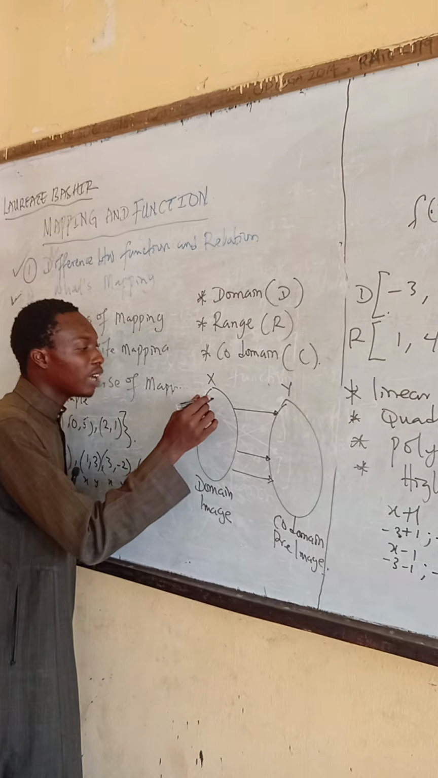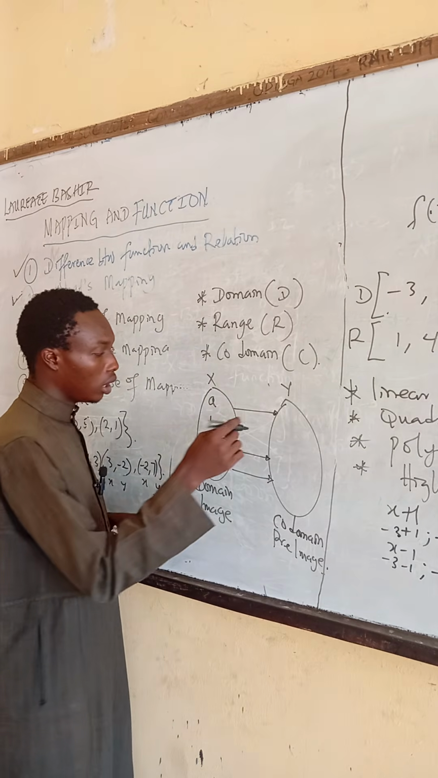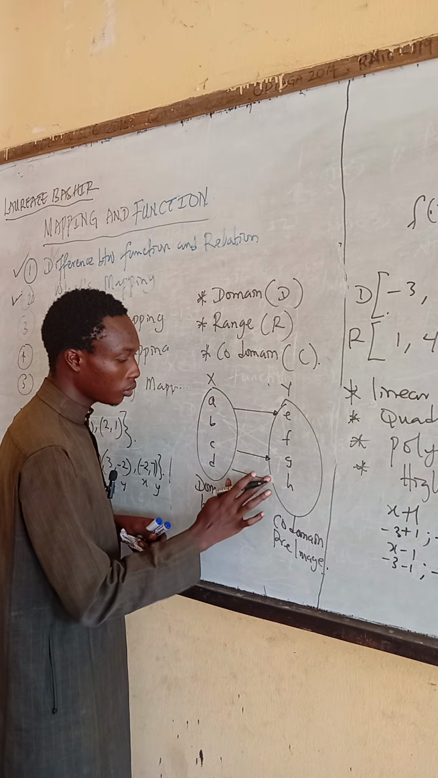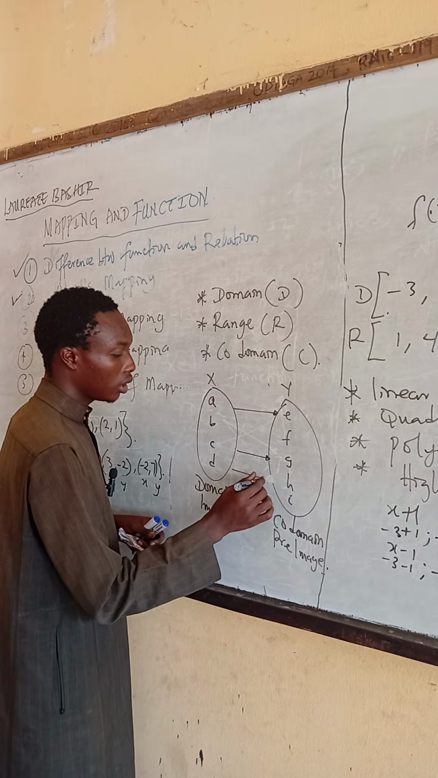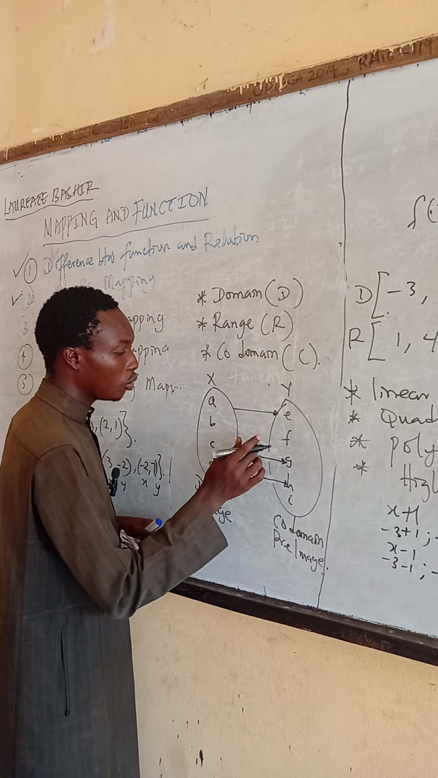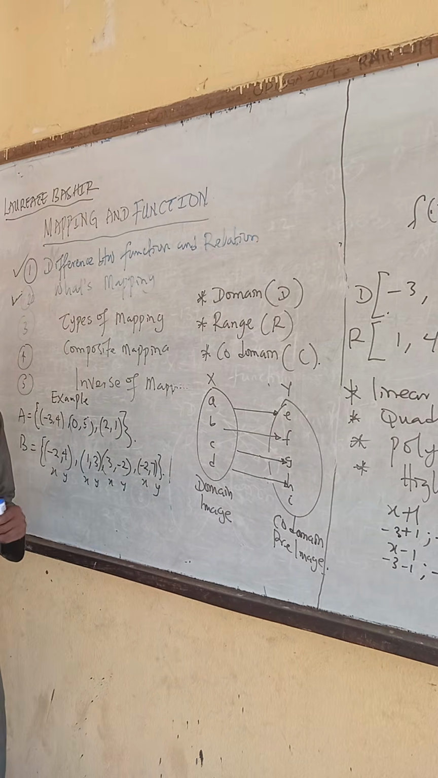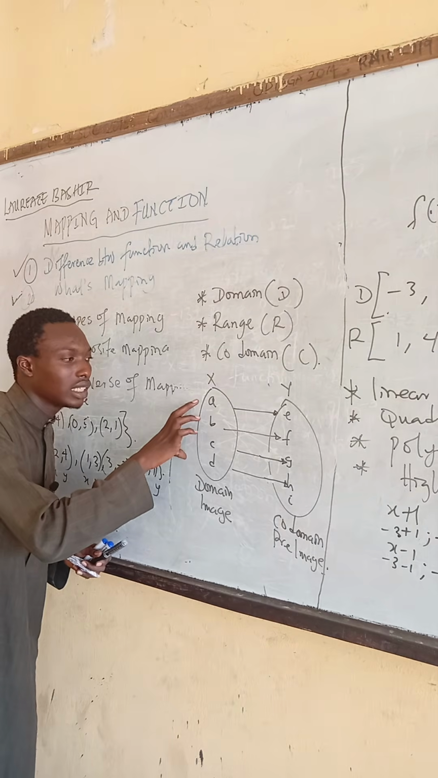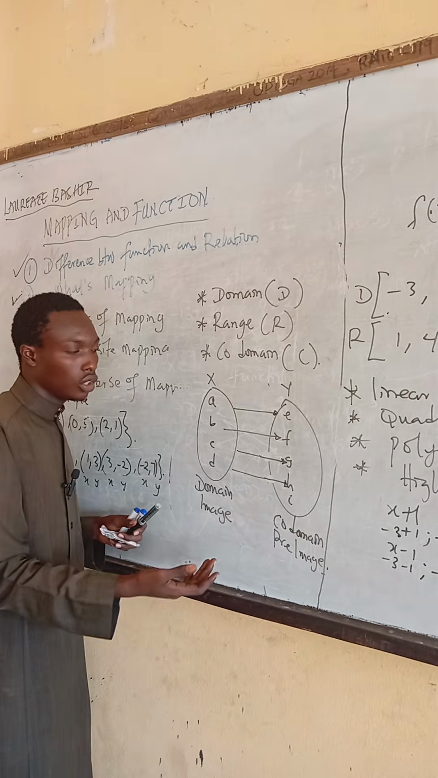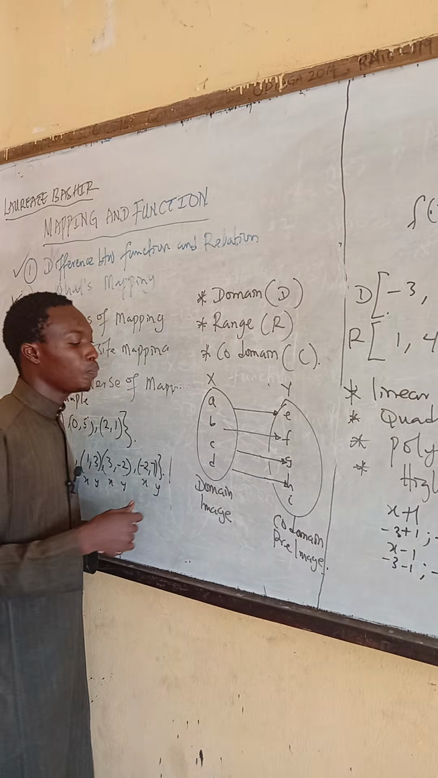Now, let's say I have A, B, C, D, and then I have E, F, G, H. Let's say I have something like this. I want to explain range now. I've explained what we mean by domain and codomain. So the codomain is the set you are mapping into.